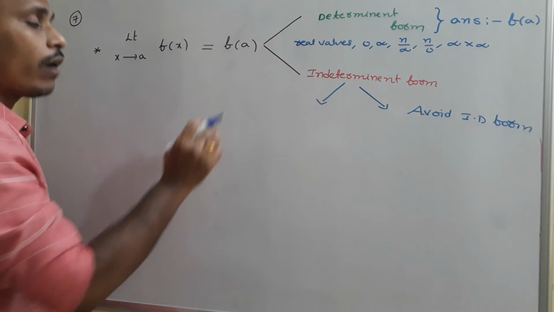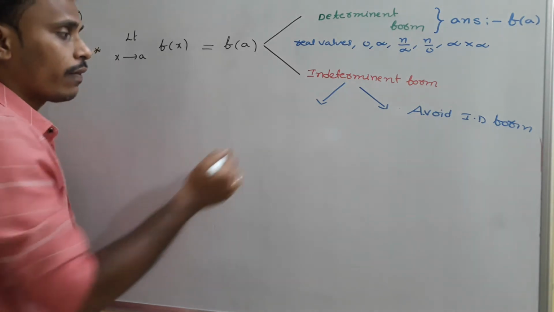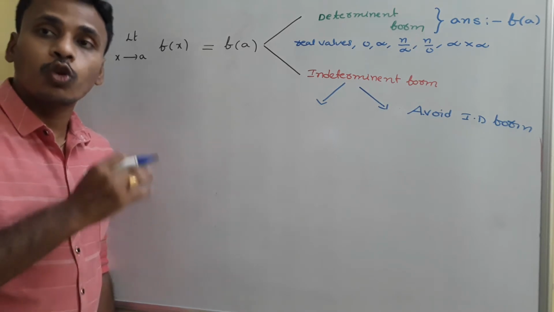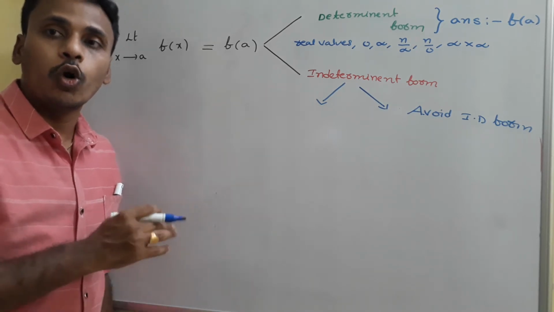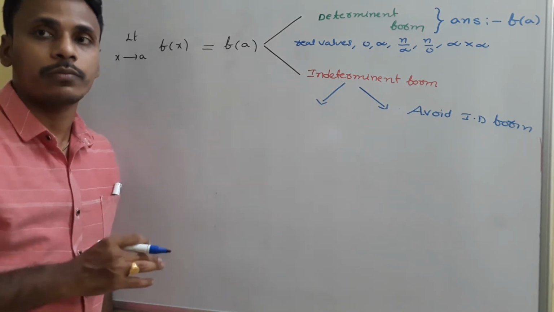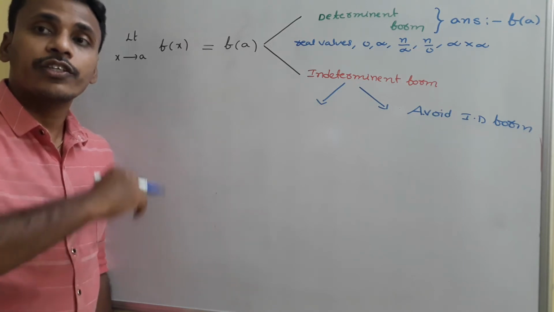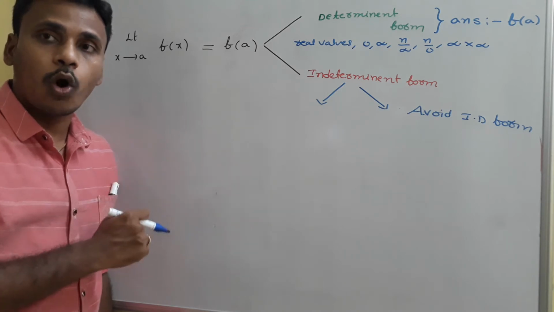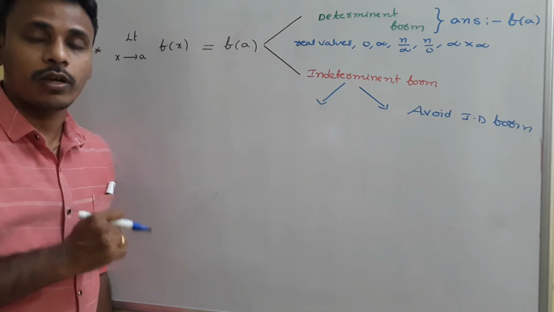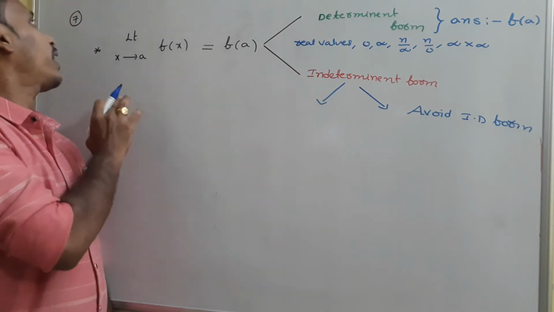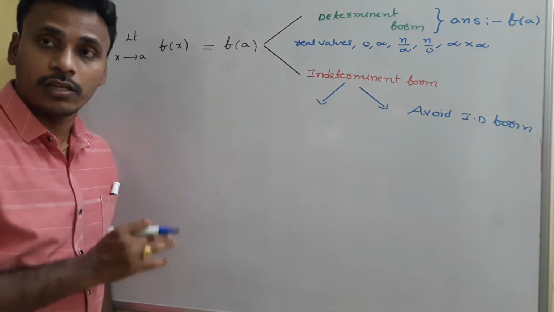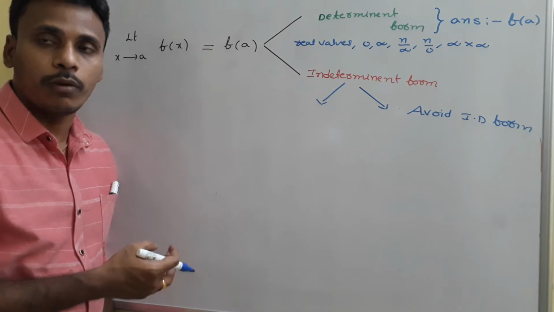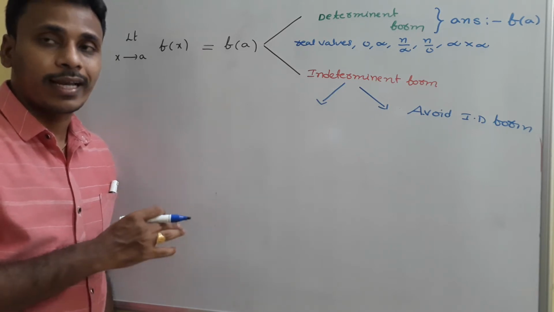But what do you say about the indeterminate form? There are some indeterminate forms in mathematics. Those forms are indeterminate. Nobody knows anything about these forms. If your answer is such an indeterminate form, you have to try to avoid it. This is just an explanation, and next I am going to solve some problems. Then those problems will give you a clear idea.